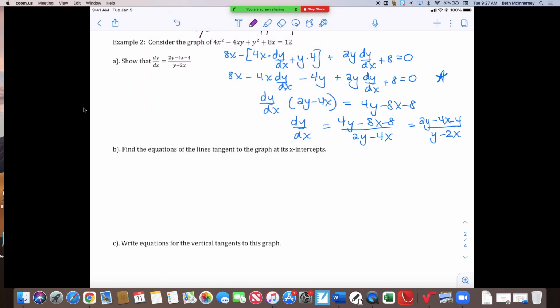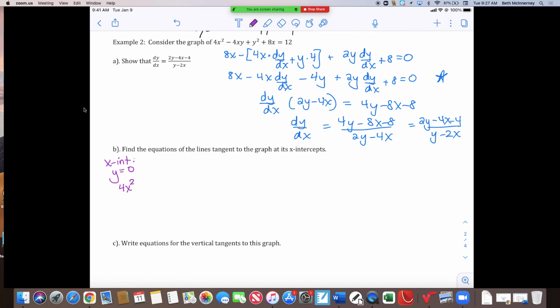All right, part B, find the equations of the lines tangent to the graph at its x-intercepts. Well, you need to find the x-intercepts. If you think graphically, where is an x-intercept located on a coordinate grid? Yeah, Daly? Exactly. So when you want to find an x-intercept, that's where y is 0.